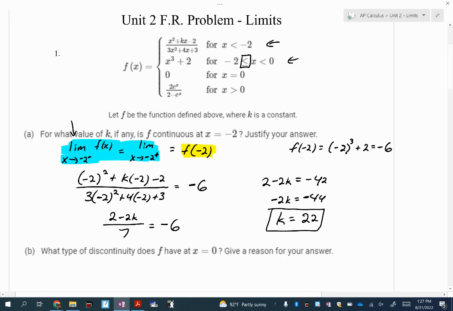But again, my justification, what they're looking for on the AP exam to justify your answer, is what I mentioned at the beginning, that all those must be true. All those must be the same. Okay, let's do part B.